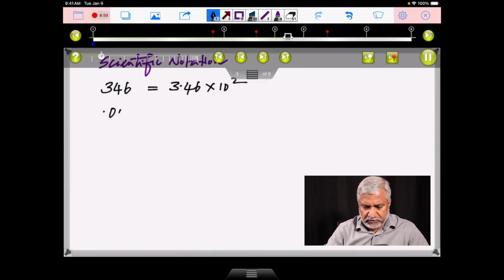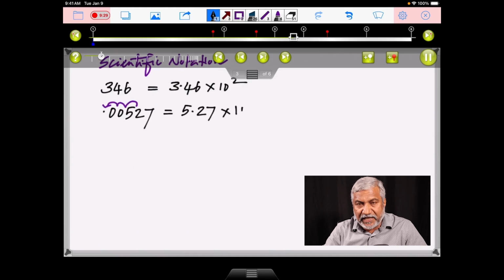Let me give another example. 0.00527. Can you try that? Okay, 0.00527. Where should the decimal be? It should be after the first non-zero digit. The first non-zero digit is 5. So it should be written as 5.27. But now we got to go back 3 places to get to where the decimal was. Let me show you. So 5.27 times 10 to the negative 3. Why negative? Because we're going to the left.